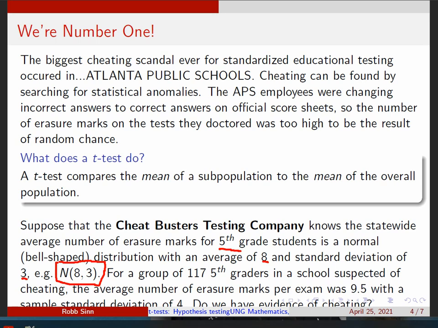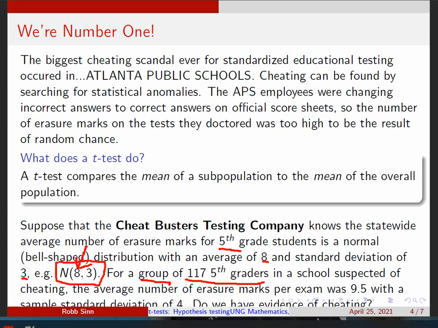Okay, so that is our population. And I will point out that we do know our mu sub 0. It's right there. That's the mu for the population. Now, we have a subgroup or a subpopulation of 117 fifth graders in a school that's suspected of cheating. And the average number of erasure marks per exam was 9.5 with a sample standard deviation of 4. Do we have evidence of cheating?